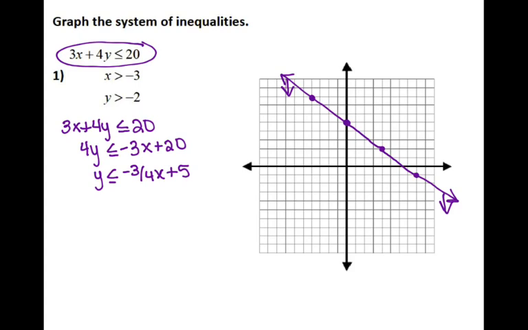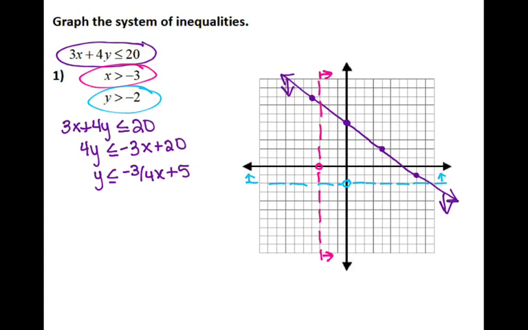For my other one, I have x is greater than negative 3. So I'm going to go to negative 3 on my x-axis, open circle. And then I'm going to do a vertical dashed line through that point. And x is greater than negative 3 is everything to the right of that pink line. And then now y is greater than negative 2. I'm going to go to negative 2 on my y-axis, open circle, dashed line. And y is greater than negative 2 is going to be everything above that blue line.